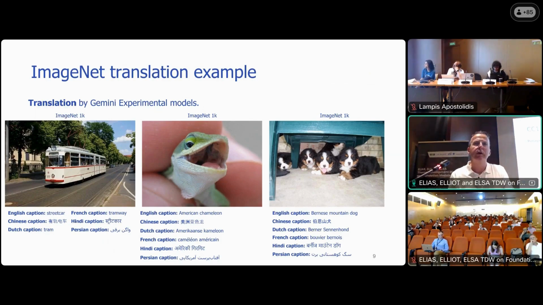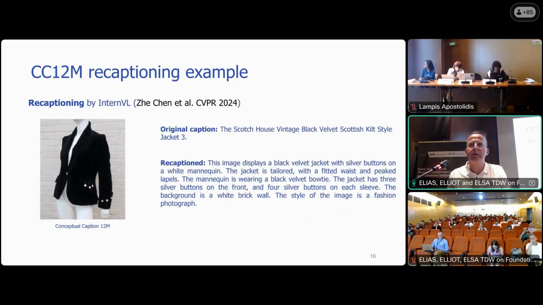We also recaptioned several of the captions in the dataset. Here you see an example from the Conceptual Captions dataset. We did this recaptioning with an InternVL model proposed at CVPR last year. First you see the original caption, and then the one that is recaptioned based on this model.